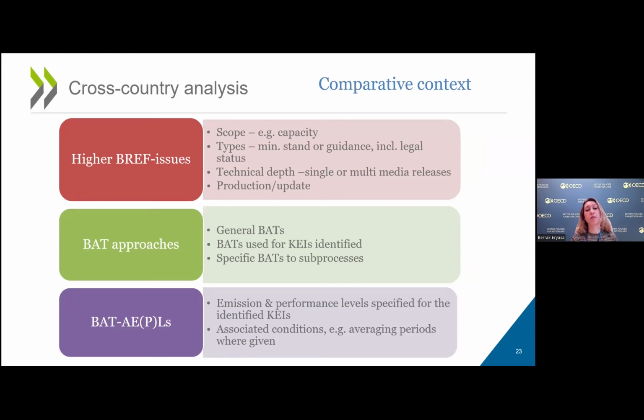As for the activity 7, we have also divided the BAT approaches into 3 main segments: general BAT, BATs used for the KEIs, and specific BATs for the sub-processes. Further in the report, we focused on emission and performance levels specified for the identified KEIs.